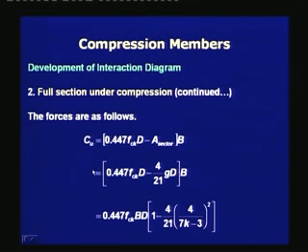Then Cu is given as the area of the rectangular section, 0.447 fck times d, minus the area of the sector, A sector, whole times b. Once we substitute the value of the area of the sector, we get an expression of Cu for the given value of k.